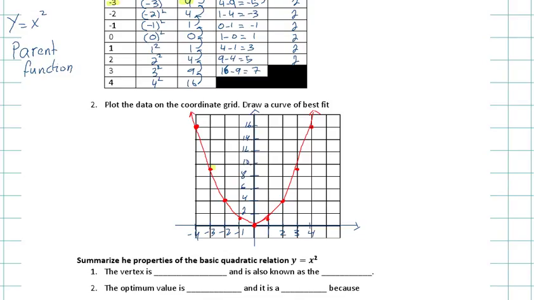Remember, the features are the x-intercept, the y-intercept, the vertex, the axis of symmetry, and the optimal value. Y equals x squared is one of the special ones, obviously, because it's a parent function. Can you guys locate the vertex for me? 0, 0, right? It's right there at the origin. That's your vertex.